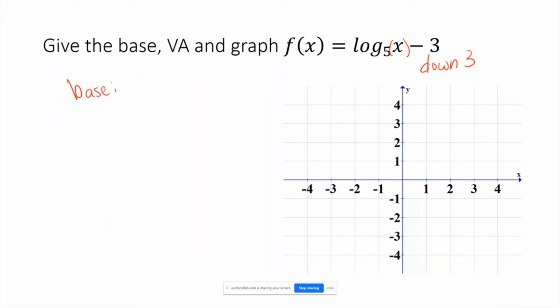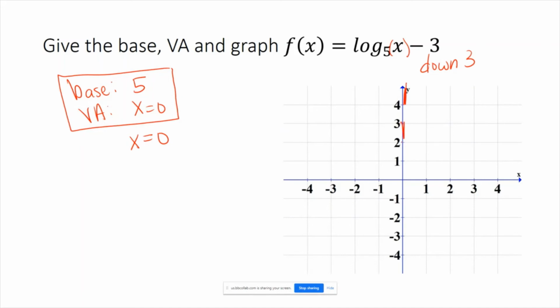My base here is 5. It's the little subscript that is right after the g. And my vertical asymptote, take whatever is inside your parentheses and set it equal to 0. So my vertical asymptote is just 0, which makes sense. I didn't move my graph left or right any, so my vertical asymptote is staying at 0, which is where a normal untransformed log graph has an asymptote.